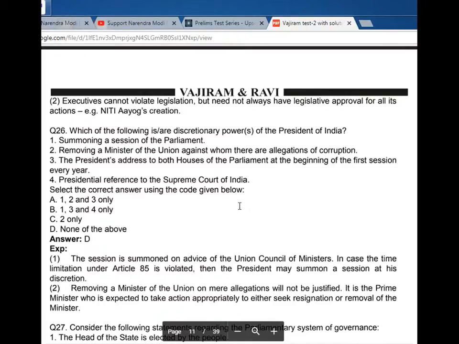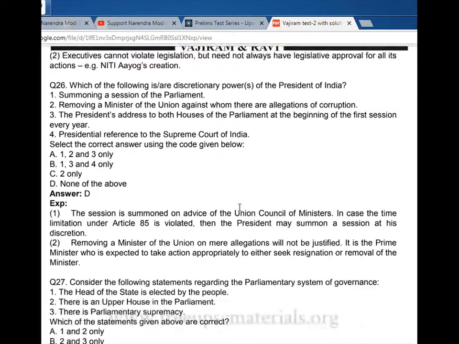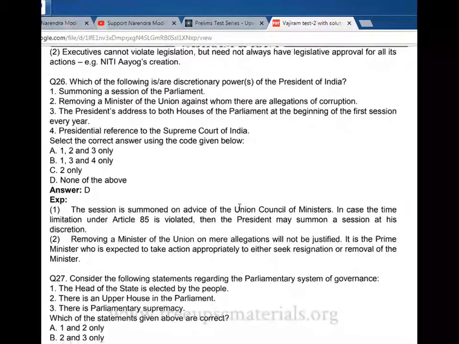Which of the following is a discretionary power of the President of India? None of the above are correct, so D is the correct answer. Summoning a session of Parliament, not correct. Removing a minister of the Union against whom there are allegations of corruption, not correct. The President addressing both Houses of Parliament at the beginning of the first session every year, not correct. Presidential reference to the Supreme Court of India, not correct.